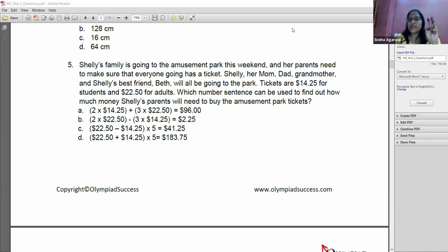So for 3 adults, you will definitely be multiplying with the rate for the adults, which is 22.50. So you are going to do 22.50 multiplied by 3, which is mentioned over here, $22.50 multiplied by 3, and then you are going to multiply $14.25 for 2 children. Now you just need to add and find out the final value. So you are getting option A as the correct statement.